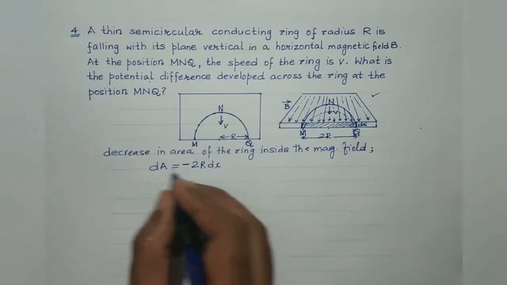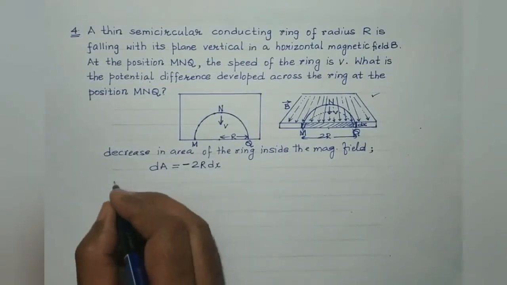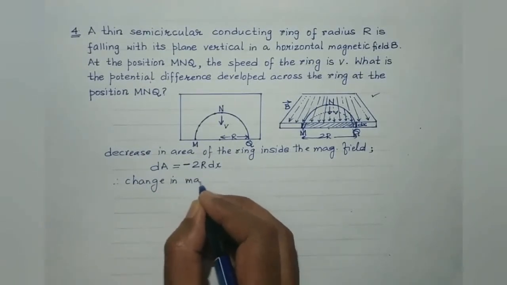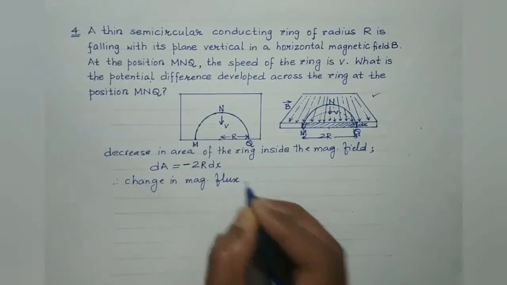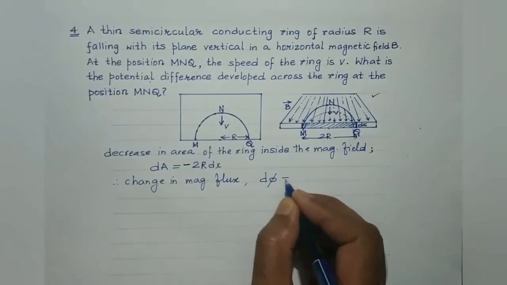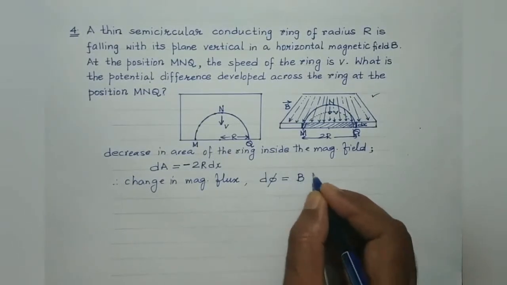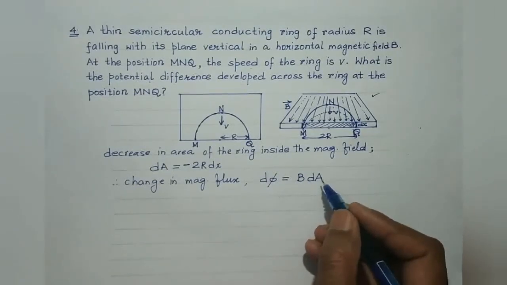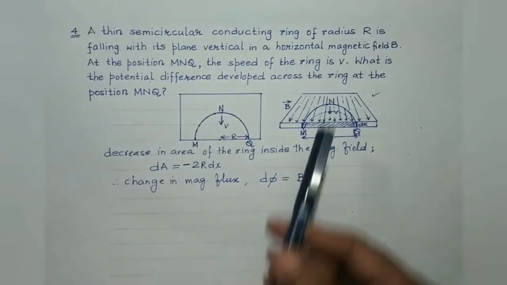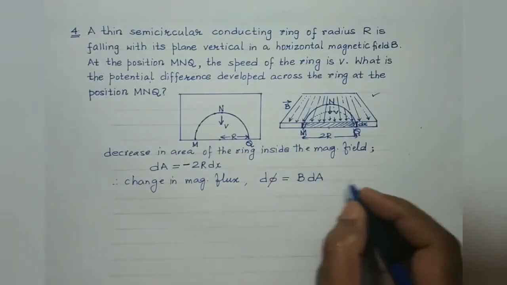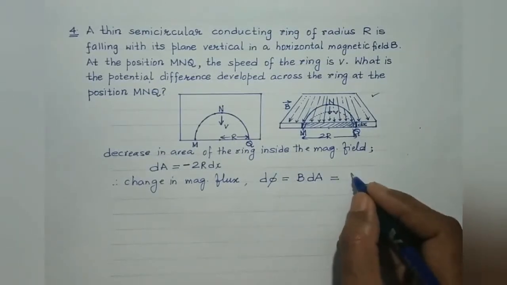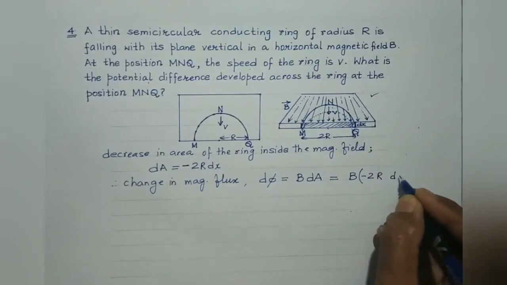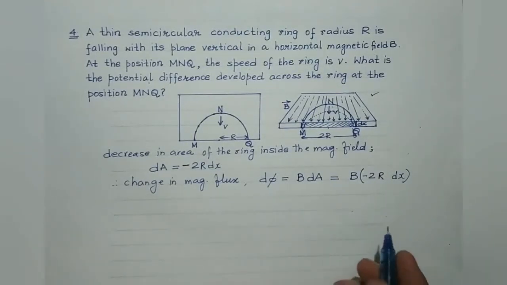Now what happens is, due to this change in area, there will be a change in magnetic flux. So therefore, the change in magnetic flux is given by d phi, the small change in the magnetic flux. It will be B into dA, isn't it? Because the angle between the magnetic field and the area vector is 0 degrees, so cos 0 is 1. Magnetic field is like this, and the area vector would also be in the outward direction. So what we get is B, and substitute the value of dA, which is minus 2r dx. So this is the change in the magnetic flux.